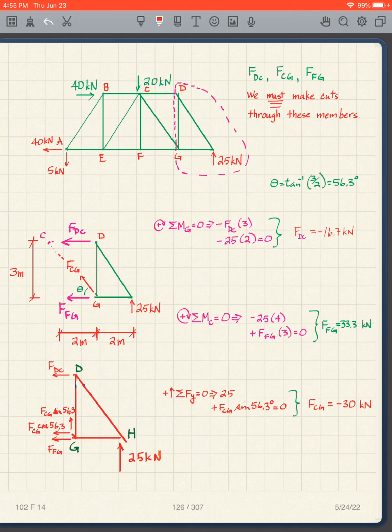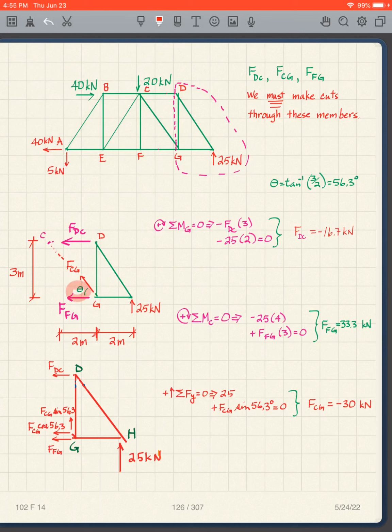And then I can take the sum of the forces in the y direction here to get FCG because it's the only unknown. Notice this, those only act in the x direction, so they don't act in the y direction. If I take the sum of the forces in the y direction, I can get that value.